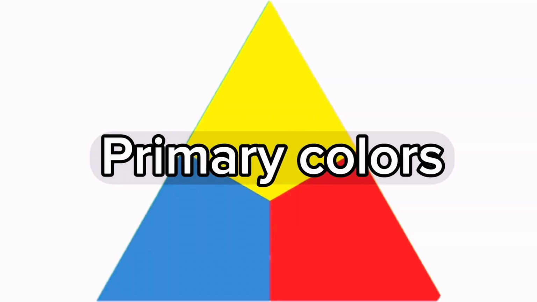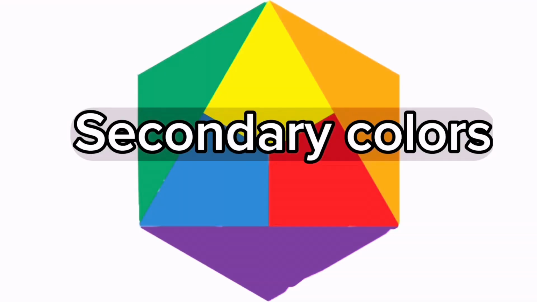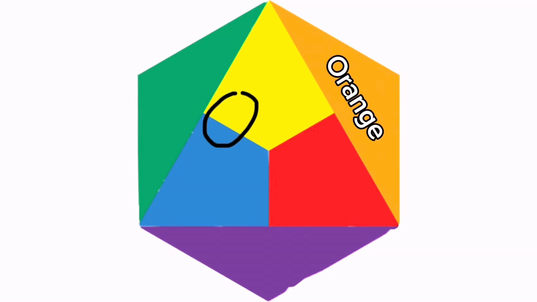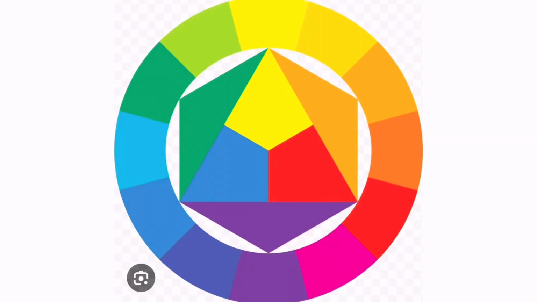Here are the primaries: red, yellow, blue. These are the colors we cannot mix from others. But by mixing them, we get the secondary colors. Red and yellow make orange, yellow and blue make green, blue and red make purple. This form of color wheel was designed by artist and teacher Johannes Itten.